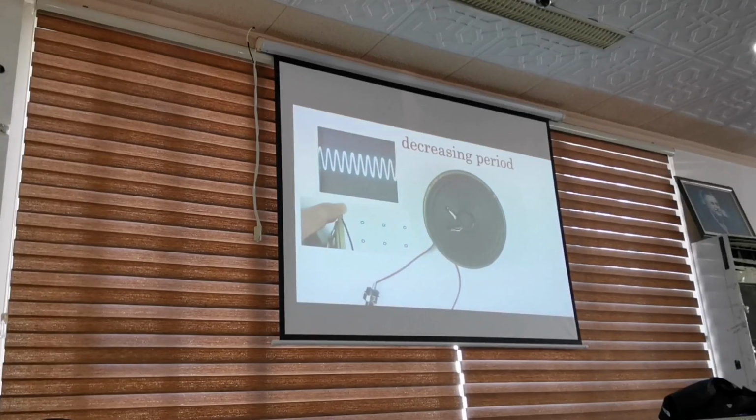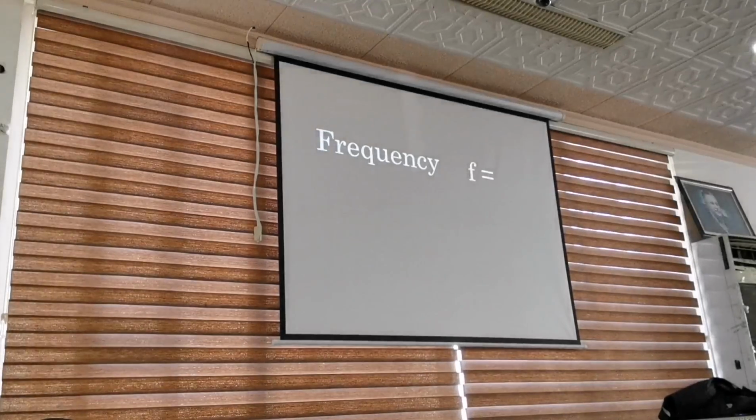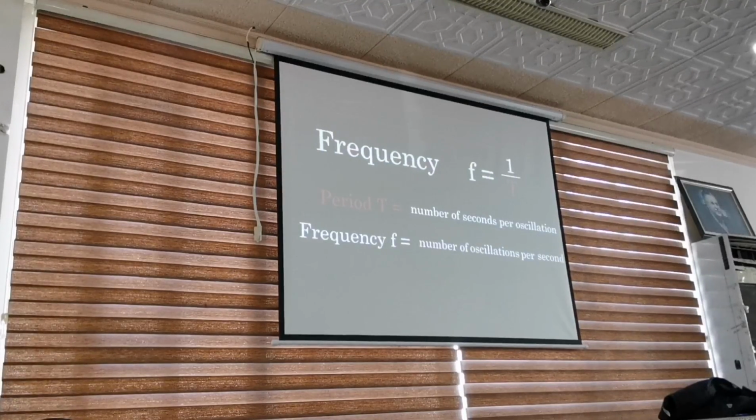The less time it takes the air molecules to oscillate back and forth, the higher note that we perceive. An idea intimately related to the period is called the frequency. Frequency is defined to be 1 over the period. So since the period is the number of seconds per oscillation, the frequency is the number of oscillations per second.